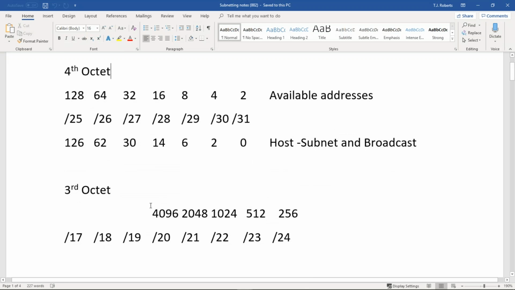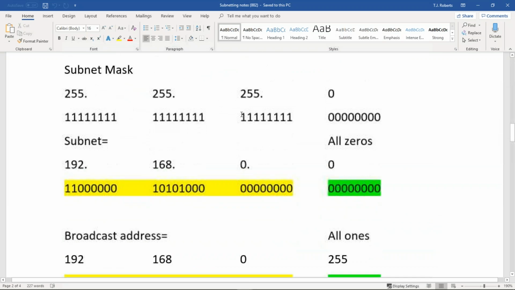Just so you guys know, they're not going to give you something way down here. This will be as far as it'll go, slash 23. So make sure you have these ones down. Make sure you understand that once you get past slash 25, when you go down to a slash 24, you're in the 3rd octet now. Some people get confused because you're still doubling, but this is going to look different now because you're in the 3rd octet. If you're in the 4th octet, only the last octet is changing.